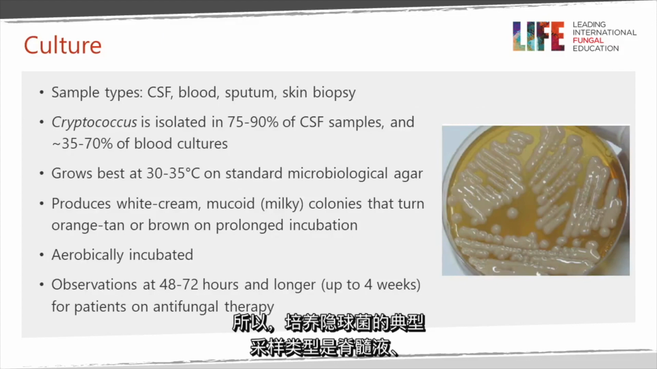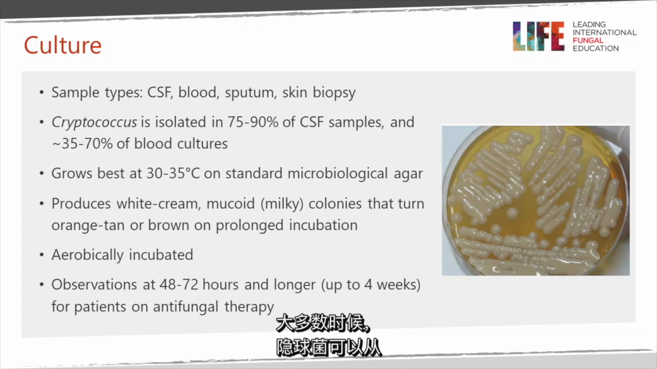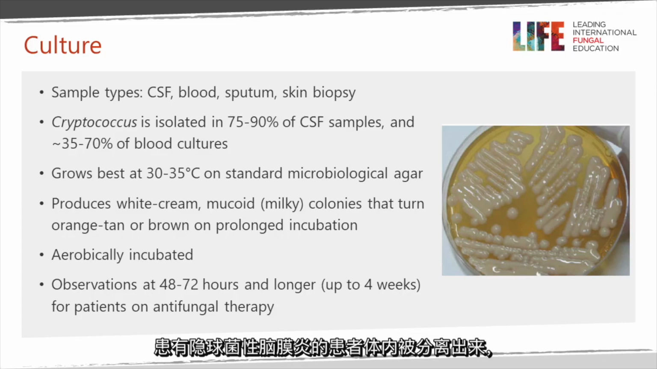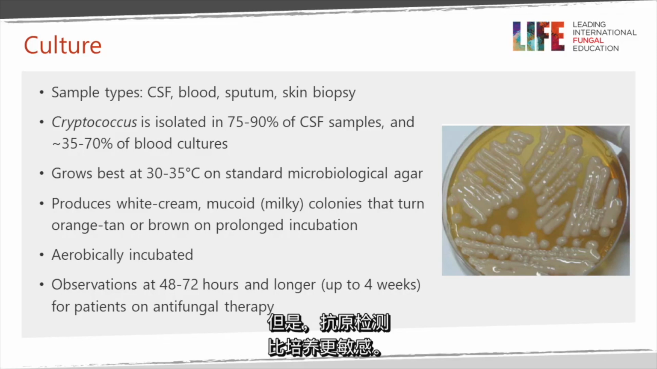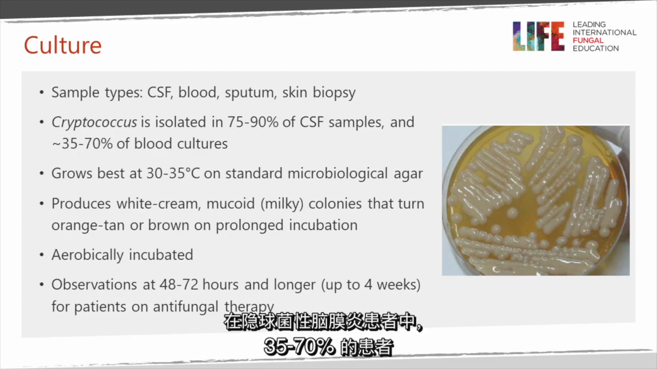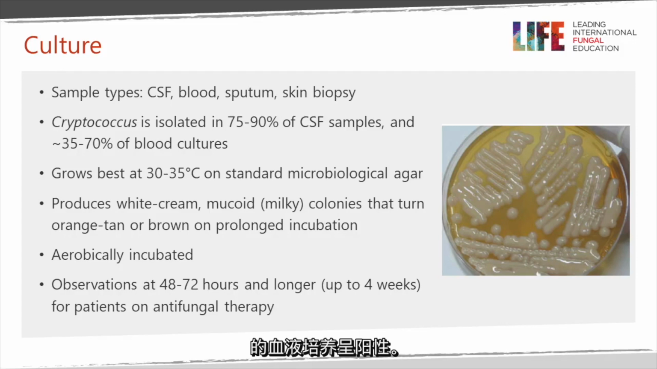So the sample types that grow cryptococcus are typically spinal fluid, blood, and skin biopsy, sometimes respiratory fluids. Most of the time, cryptococcus can be isolated in patients with cryptococcal meningitis, but the antigen test is more sensitive than culture. Blood cultures are positive in 35 to 70% of patients with cryptococcal meningitis overall.